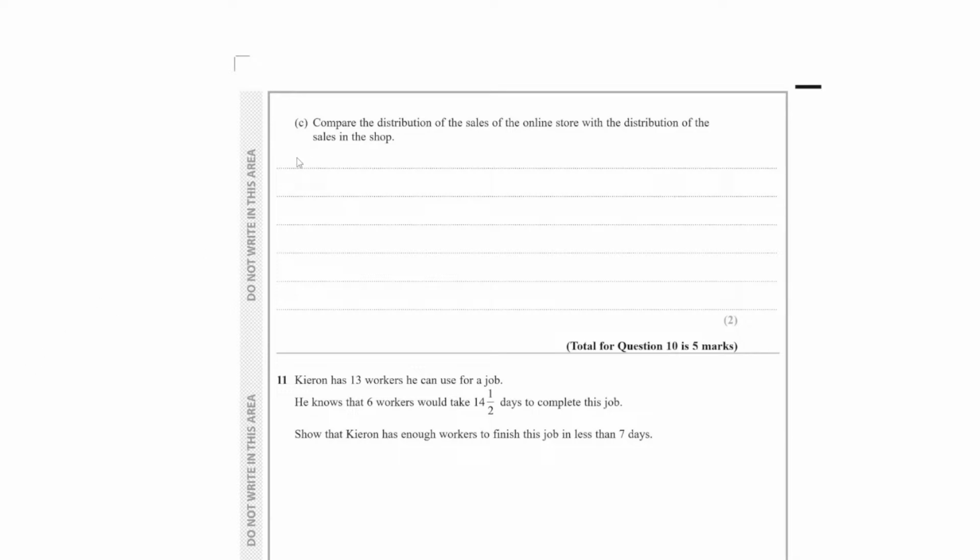So number 1, for your first mark, is the median. What you need to do though is they say compare. You don't have to explain anything. It's not that complicated. You just have to literally compare them. So the median of this one is bigger than the median of that one, or the median of that one is smaller than, literally make a comparison.